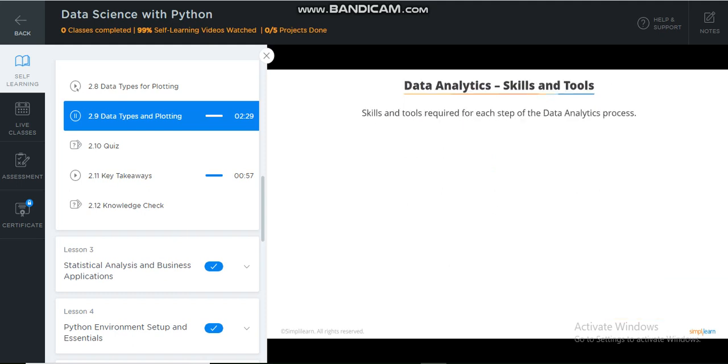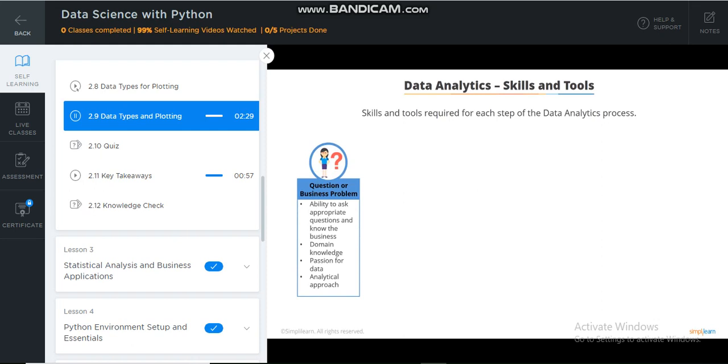Here are the skills and tools required for each step of the data analytics process. Question or business problem. Ability to ask relevant questions and understand the problem. Domain knowledge or substantive expertise. Passionate about data. Analytical approach. Data acquisition. Beautiful Soup for web scraping. CSV or other file knowledge. NumPy. Pandas. Database.